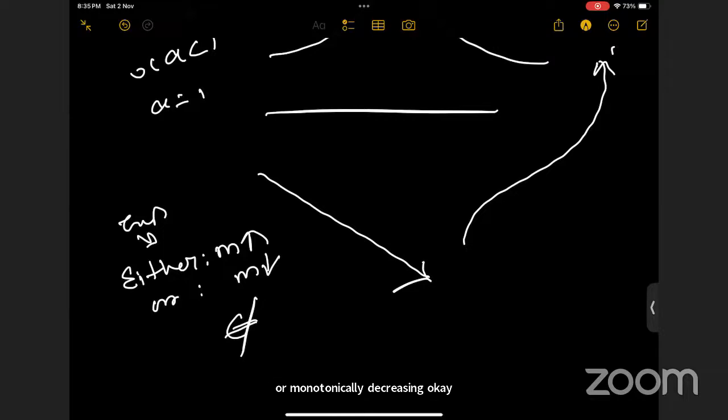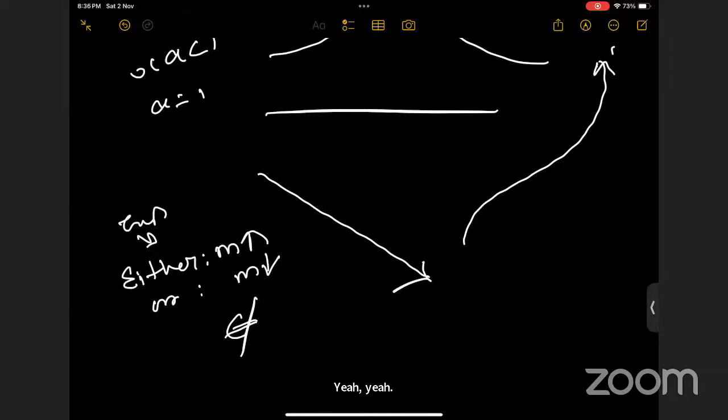A function which is not an exponential function can also be monotonically increasing or decreasing. Okay. Yes, ma'am. Got it. Thank you, ma'am.